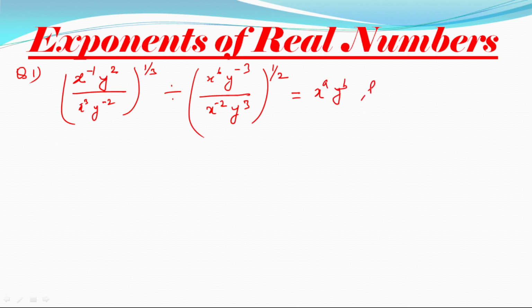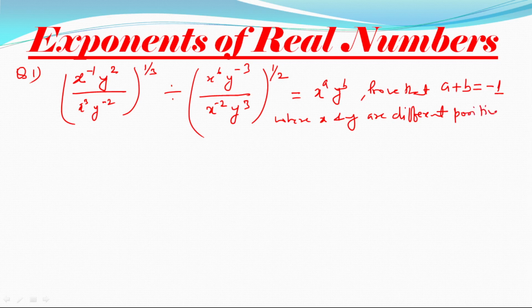We need to prove that a plus b is equal to minus 1, where x and y are different positive primes. So let us solve step by step.